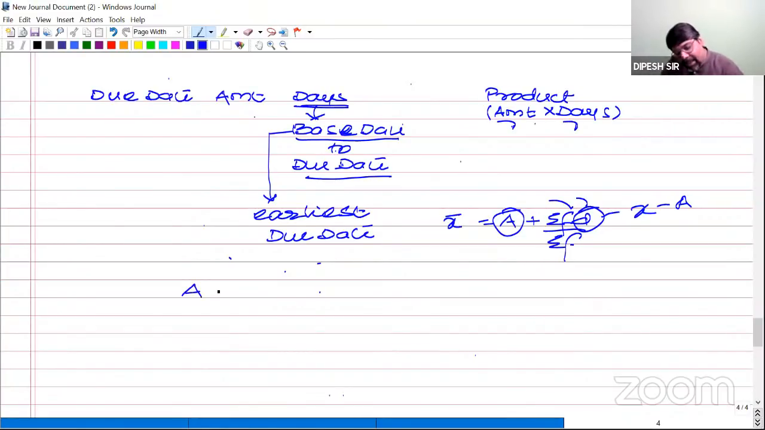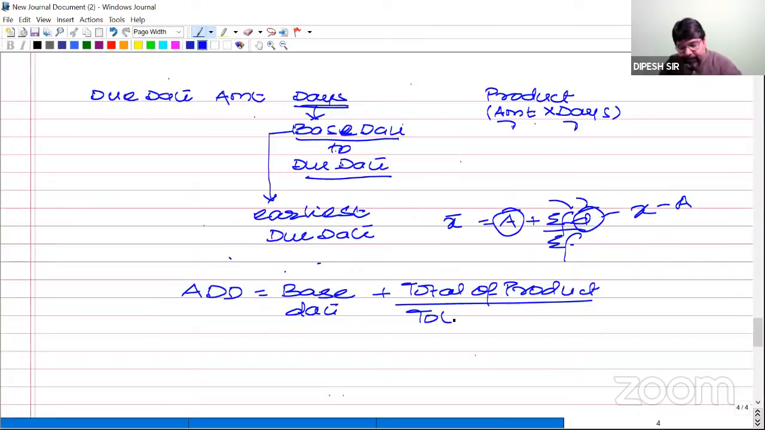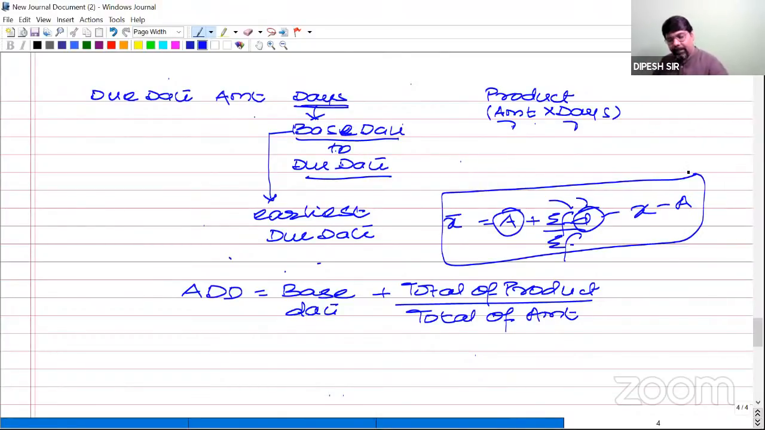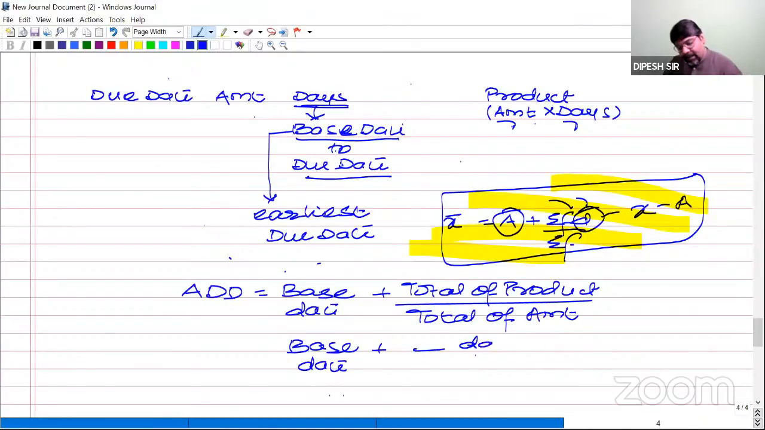Then average due date is equal to base date plus total of product by total of amount. So it has been derived from this formula only, chartered. This formula. Now, it will become base date plus dash days.